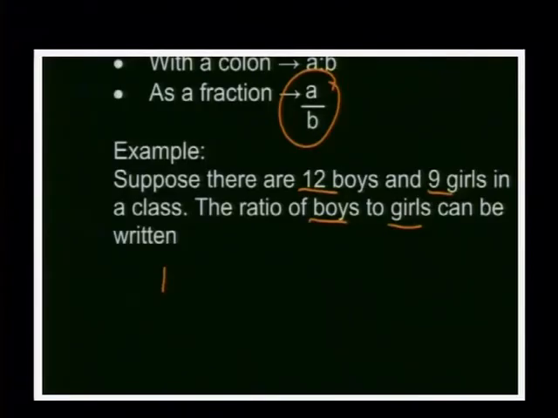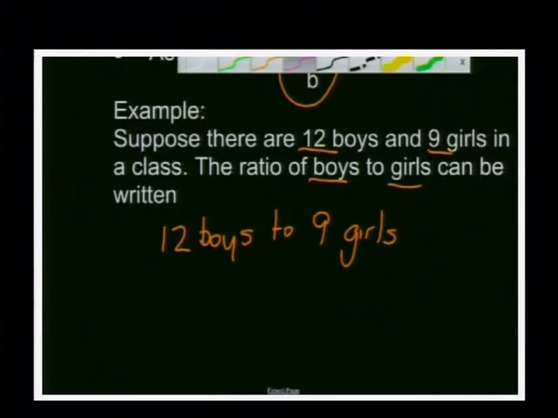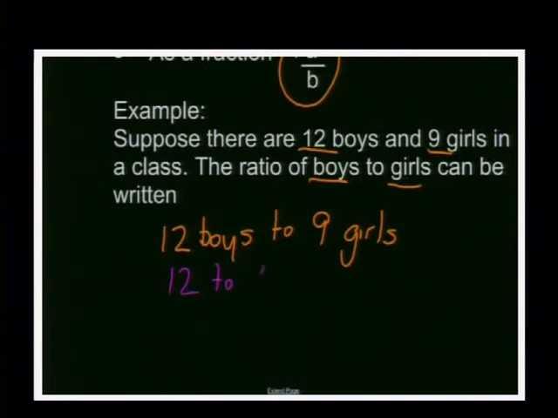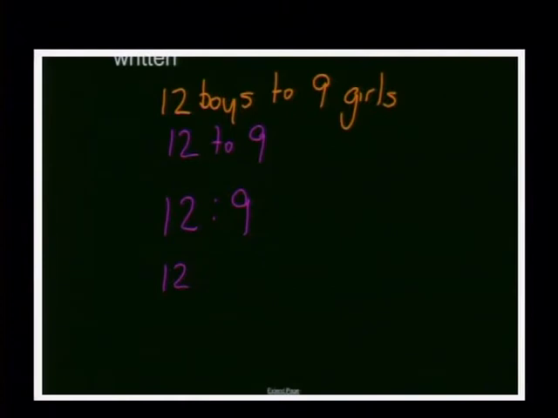I've got 12 boys to 9 girls. Now I don't have to write in the word boys and girls. I can actually say that is 12 to 9. That is the same thing. I can also write it with a colon, 12 colon 9. And lastly, the most important, I can write it as a fraction, 12 over 9.